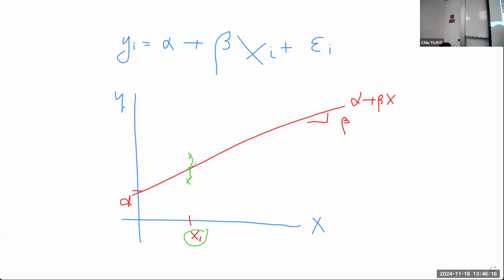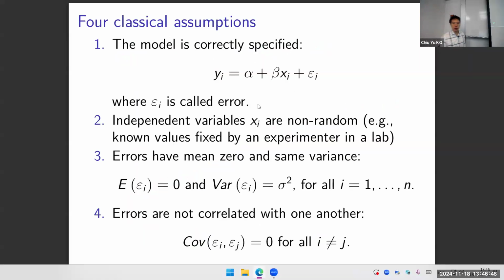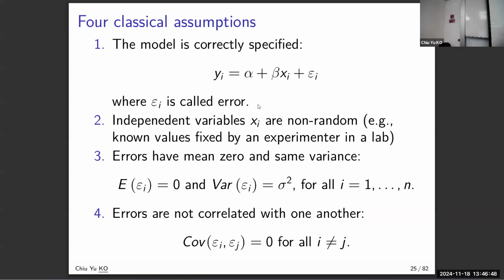So that is the model. Do note that alpha and beta are numbers that we don't know. They are constants that we don't know, and there's no probability there, in the classical sense. And epsilon i is random, in the sense that there are so many things that are not controlled and not in the model. So that is the first assumption: the model is generated this way.